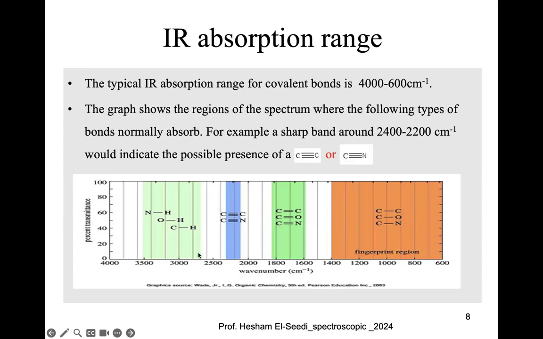What about the highest frequency, the highest wavelength? It is the functional group, which is NH, OH, and a special one is CH, which is asymmetric and symmetric, as we can see. So it is preferable to know the range for covalent bonds. It is all the range between 600 and 4,000. This is a characteristic of IR. And then the sharp band between 2,200 to 2,400 is C triple bond C, C triple bond N. It is very characteristic.